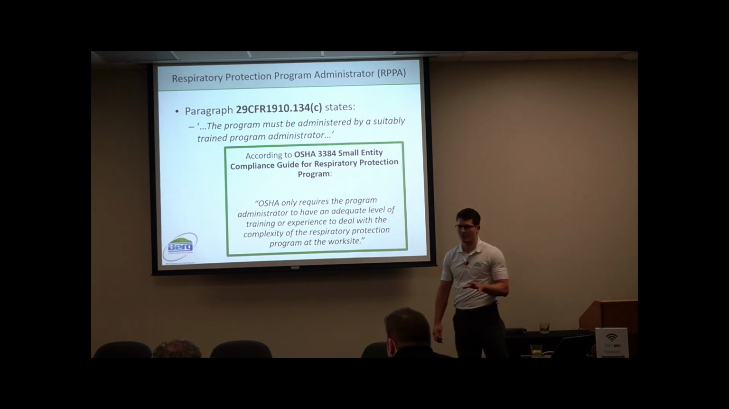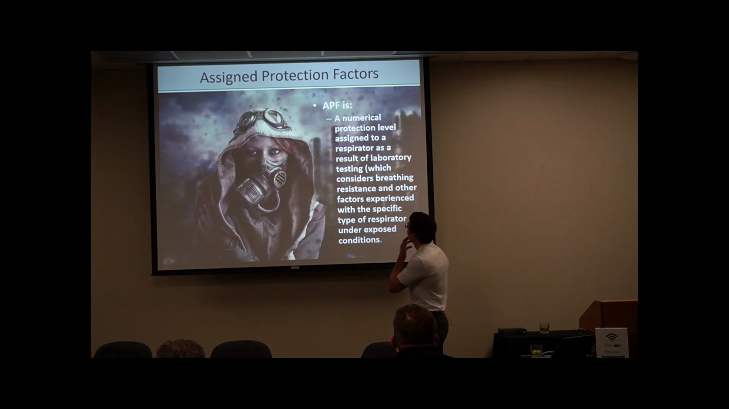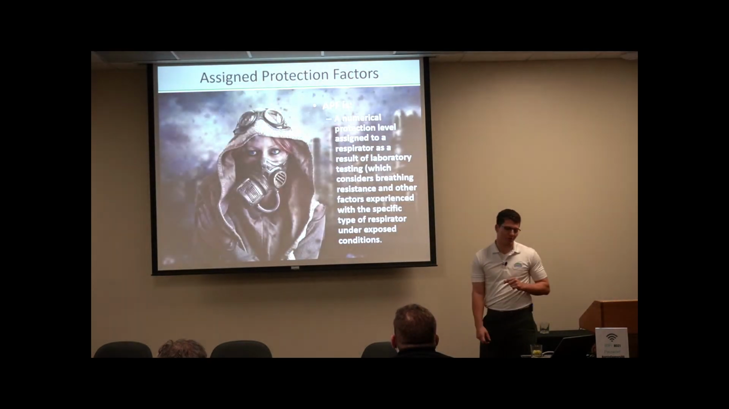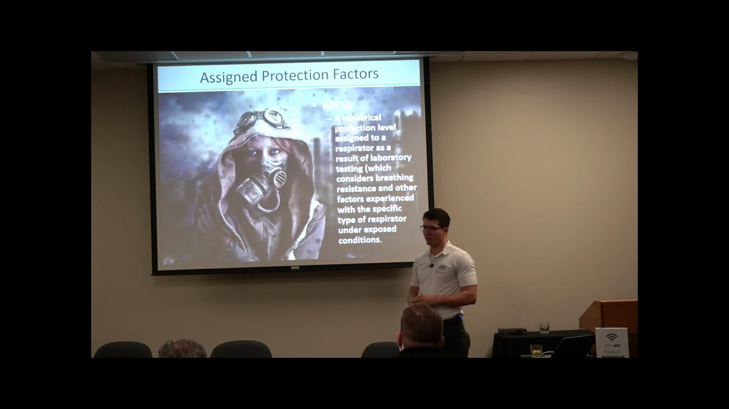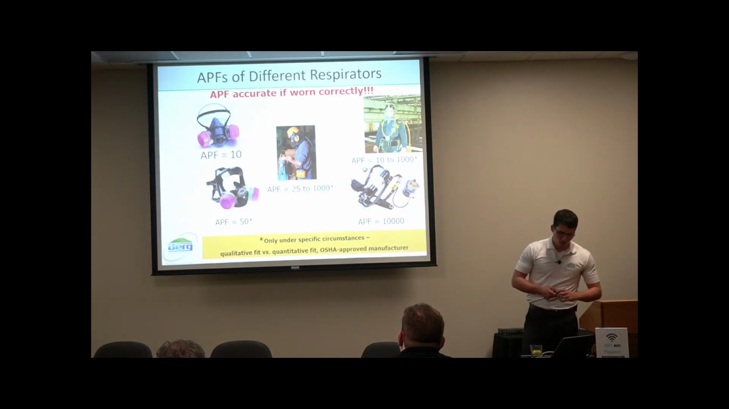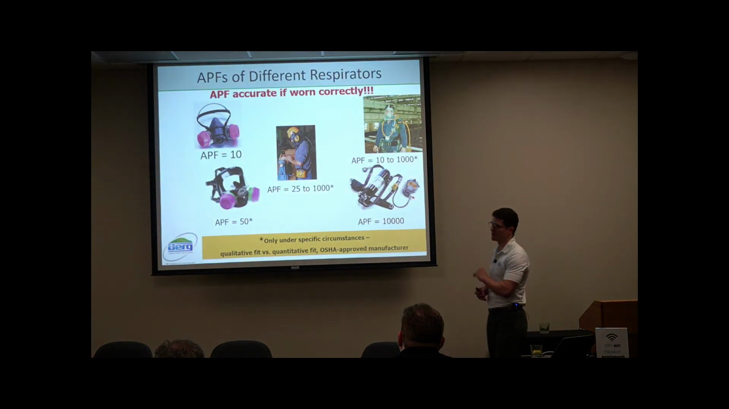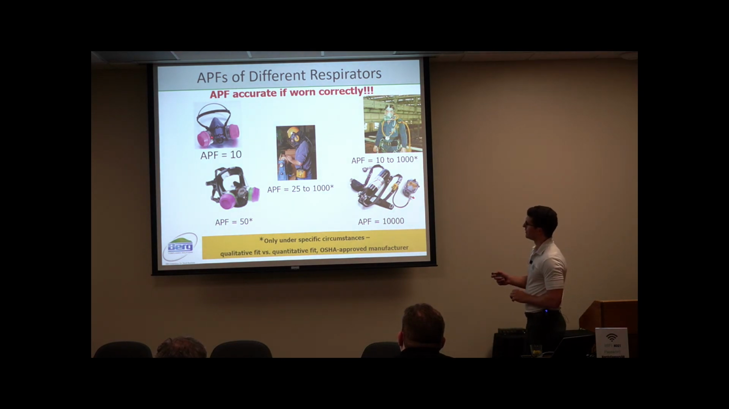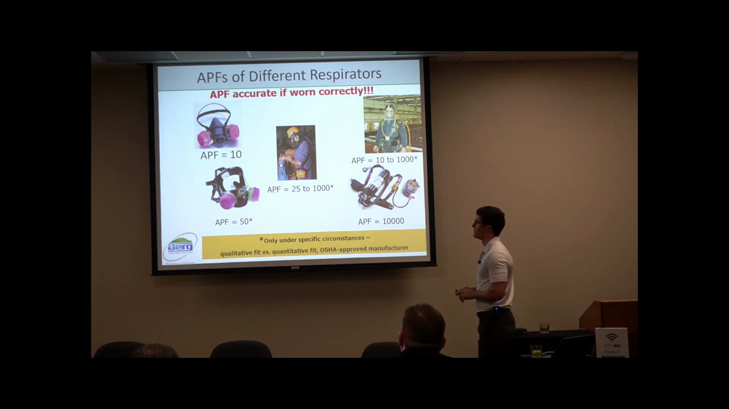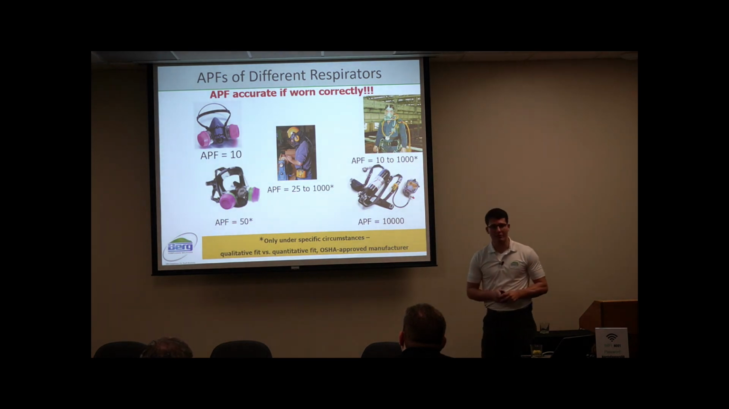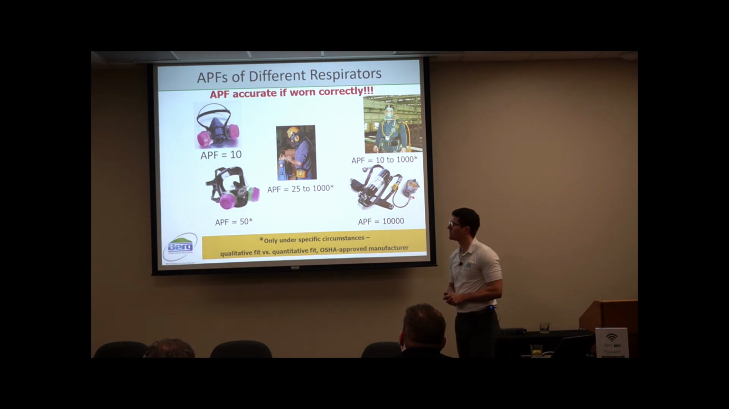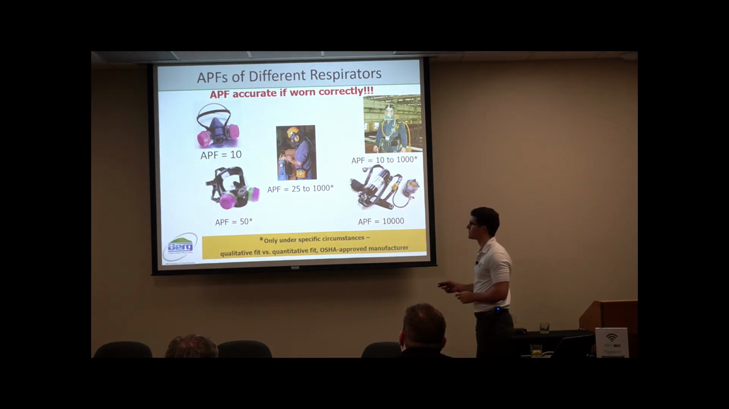Okay, now moving over to some of the numbers talk here. All right, so an assigned protection factor is a numerical protection level assigned to a respirator that basically gives you an idea of how protective that respirator is. So all the different types of respirators have their own assigned APF. You can see there, APF of 10 for your half masks. Actually, believe it or not, it is the same for an N95 dust mask. It does have a 10 as well. Full face, APF of 50.